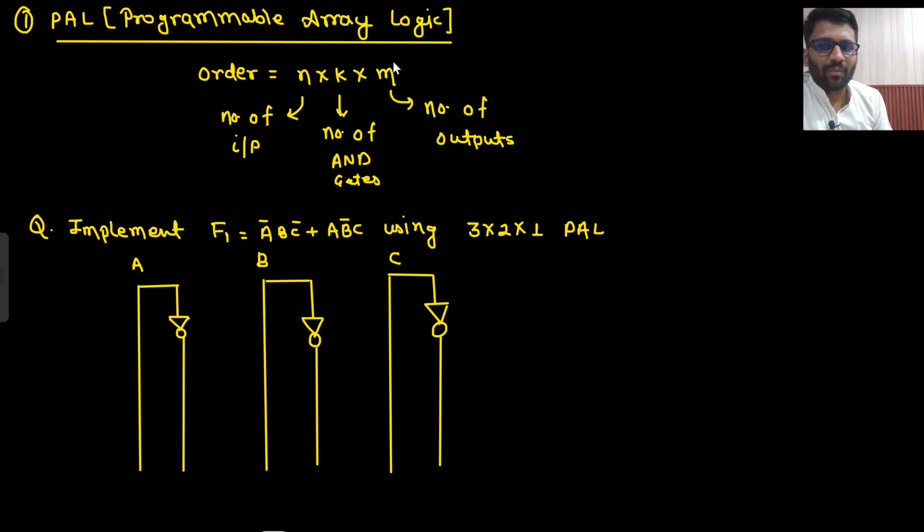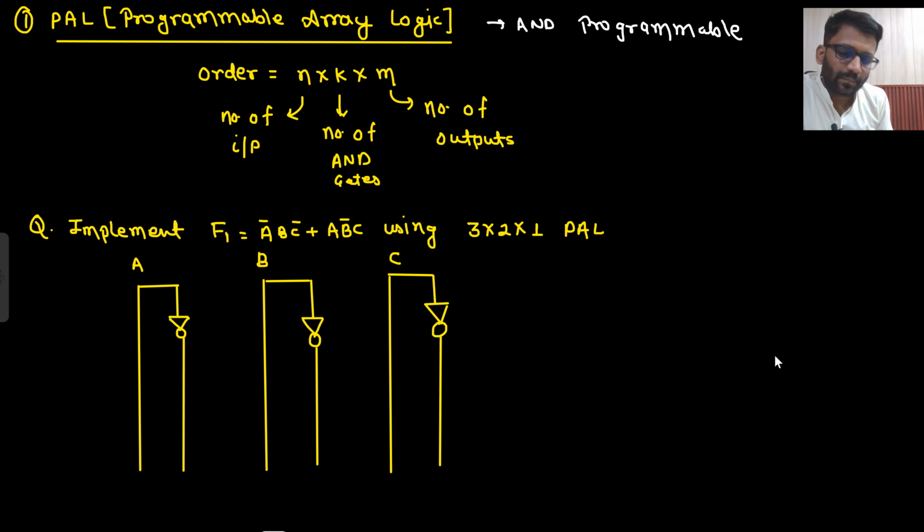What you are doing? Programmable array logic, that means AND gate programmable. So questions will be there in this manner, that sir, F1 is equal to A bar B C bar plus A B bar C. You need to implement this using PAL logic, programmable array logic. You need to implement it.